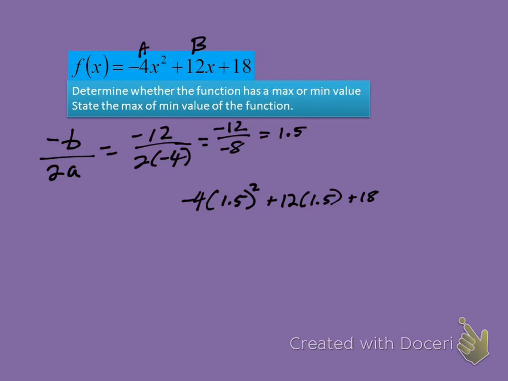Everybody get that far? Alright, so negative 4 times 1.5 squared, which is 2.25, plus 12 times 1.5 plus 18. Once you clean all that up, that all ends up being 27. Now, the only thing we haven't done yet is say whether that's a max or a min.